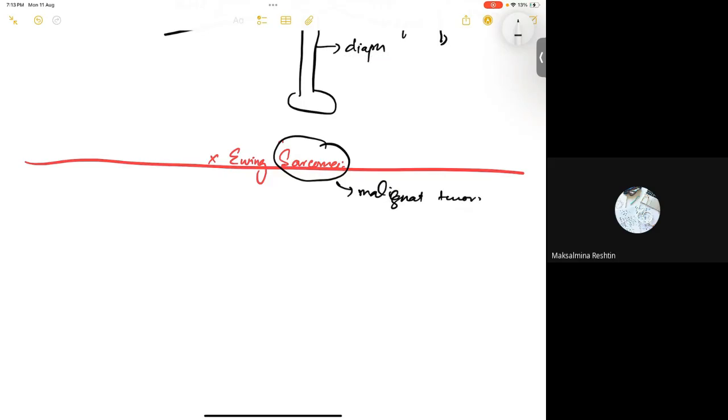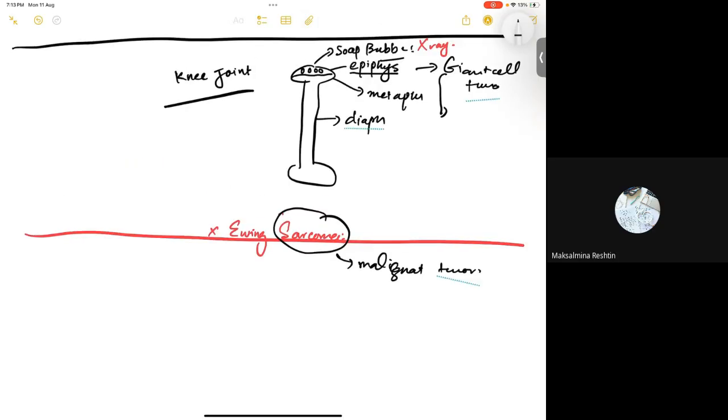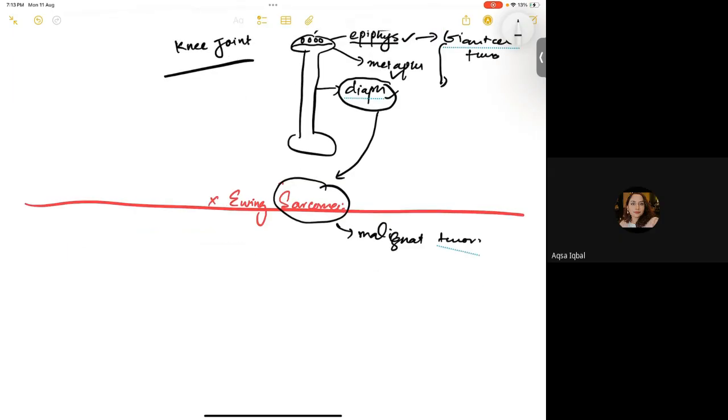What else? In which area of your bone is one most likely going to develop this Ewing sarcoma? In the epiphysis, metaphysis, or diaphysis? Diaphysis. Perfect. So it's going to be a tumor present in the diaphysis of your bone. And on X-ray, there is going to be a characteristic finding which is highly specific for Ewing sarcoma. Onion skin. Perfect. It would appear as an onion skin appearance.